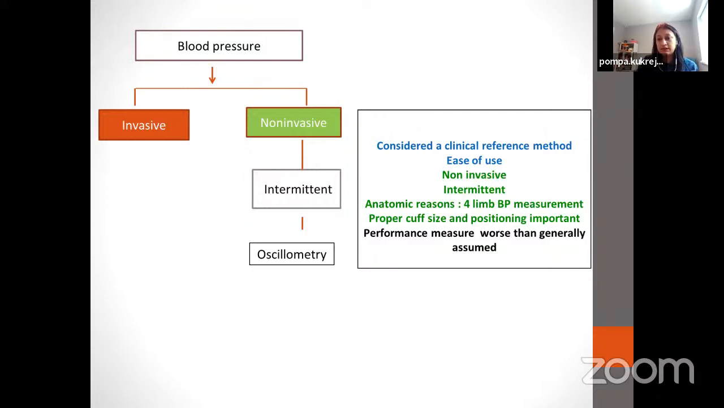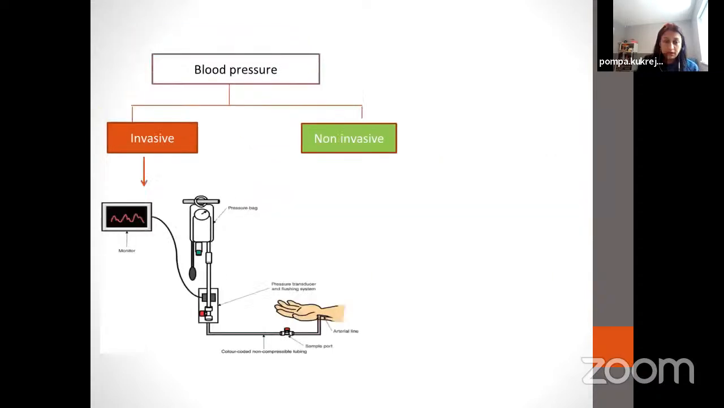But in children, especially if you have a child with ductal lesions or coarctation, we sometimes do full limb blood pressure measurements. So it may be useful in those circumstances because you're not going to put in arterial lines in 4 limbs. But the important thing is the proper cuff size and positioning is important. And also the performance is actually worse than it is generally assumed. So if you are dealing with a child or a patient who is hemodynamically unstable, I think invasive blood pressure is always better.